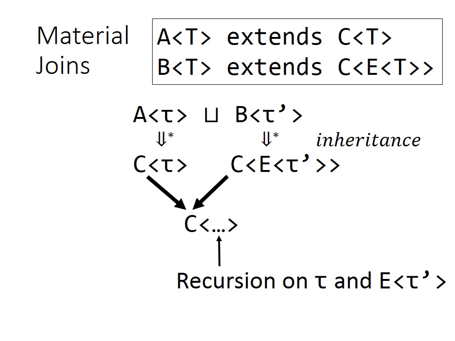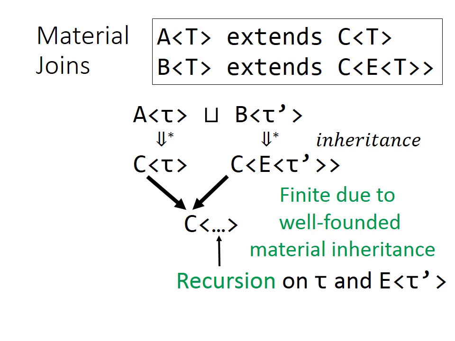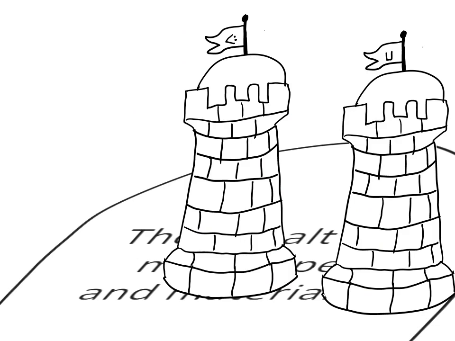But by the measure that we already gave to show that subtyping was decidable, we know that tau and tau prime are smaller than A of tau and B of tau prime. Hence the recursion that is happening on the type arguments will always terminate because of well-founded material inheritance. Therefore, we always get computable joins when we restrict those joins to material types only. So this was the second building we built on our foundation of material shape separation. And now I'll sketch a third.